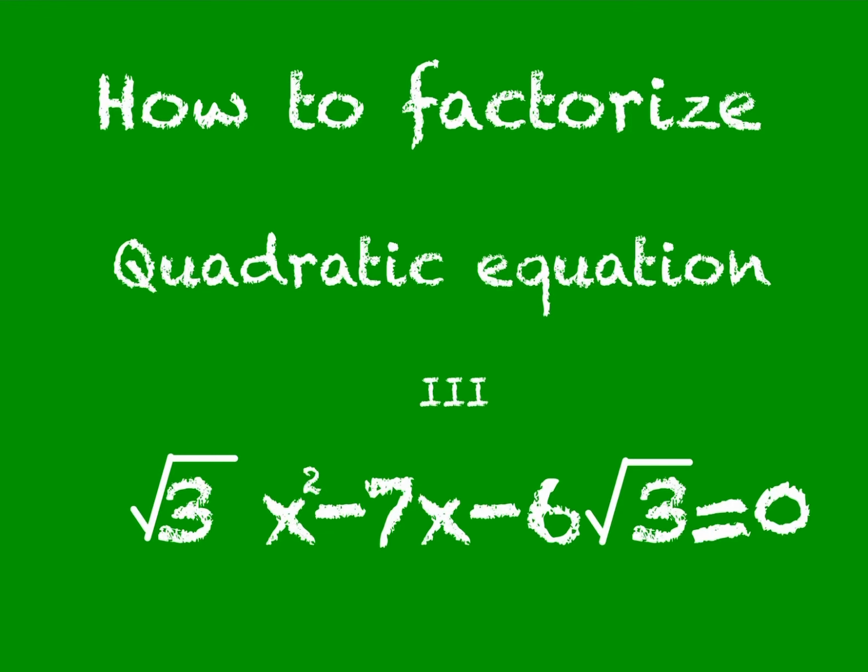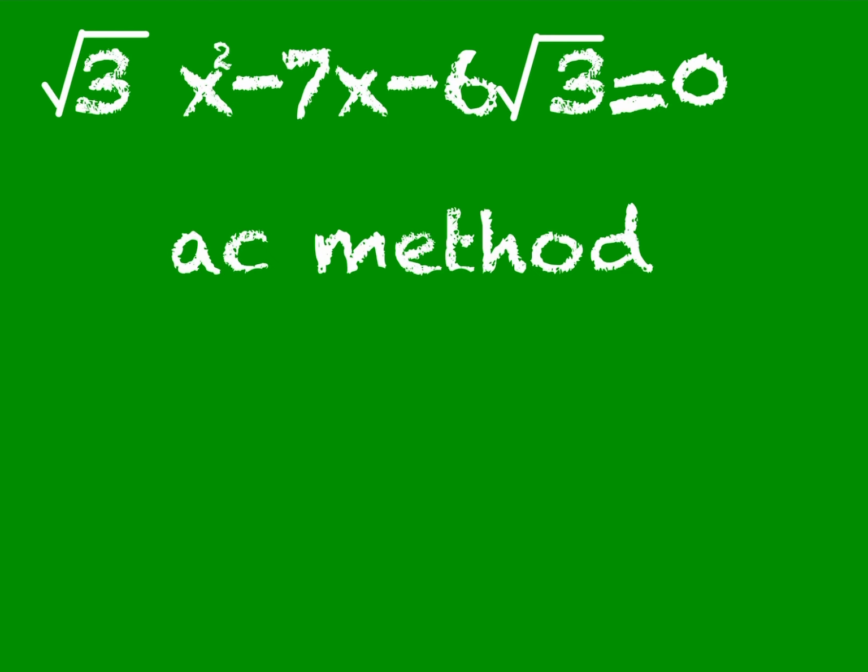How to factorize quadratic equation, part 3. Our equation is square root 3 x squared minus 7x minus 6 times square root 3. I always use the AC method to factorize the quadratic equation. Now, what is A, what is B, what is C?